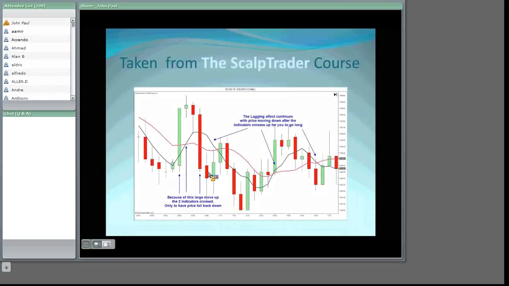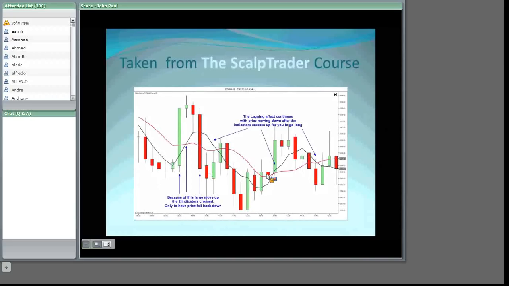Okay? Now, take a look at what happened next. The indicator then told you to go short. Market went short for a little bit, then turned around. It's constantly lagging behind price. Price makes its move, the indicator then continues on and makes a move up.